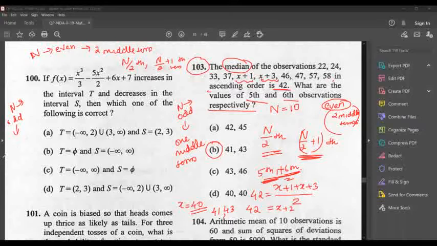For example, if we have 5 terms, the third term will be the middle term, that is the n plus 1 by 2 term. If 5 is the number of terms, 5 plus 1 is 6, 6 divided by 2 is 3, the third term. So if n is odd, the n plus 1 by 2 th term, and if n is even, you have two middle terms, isn't it?